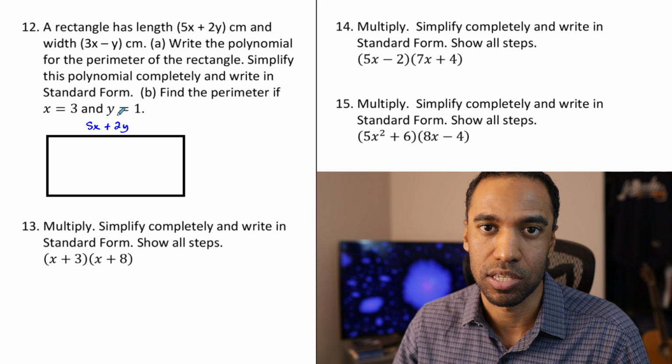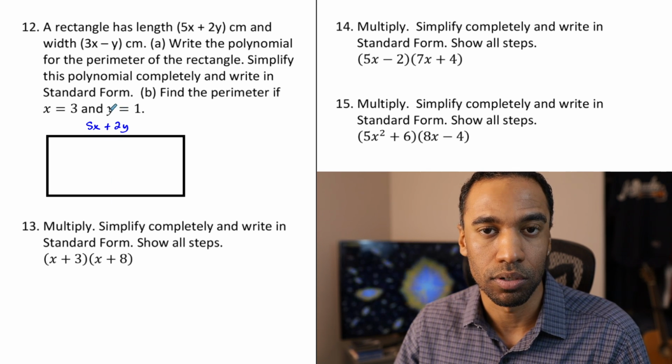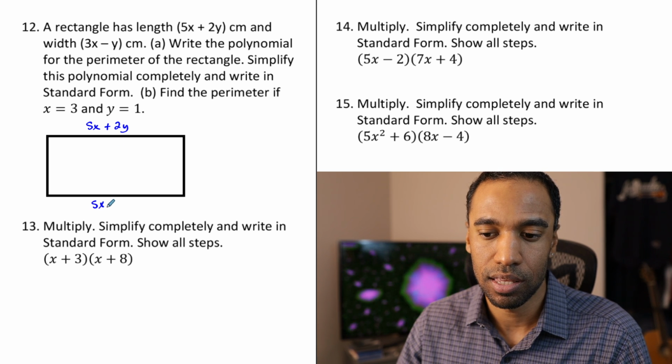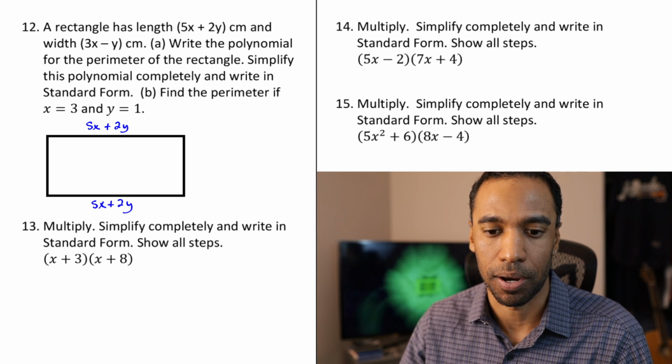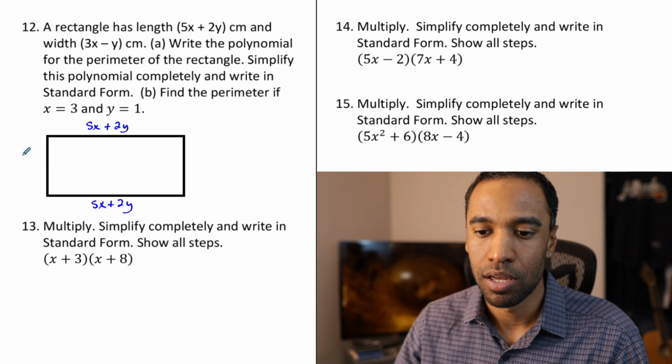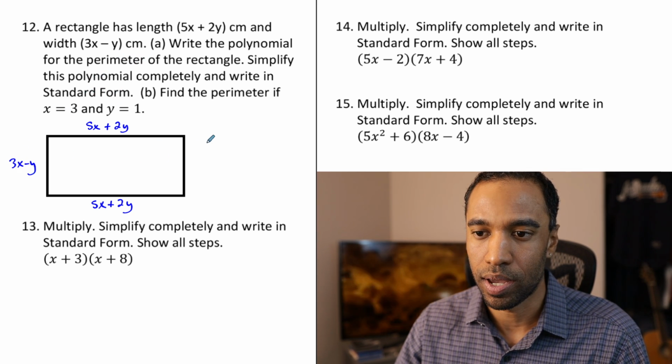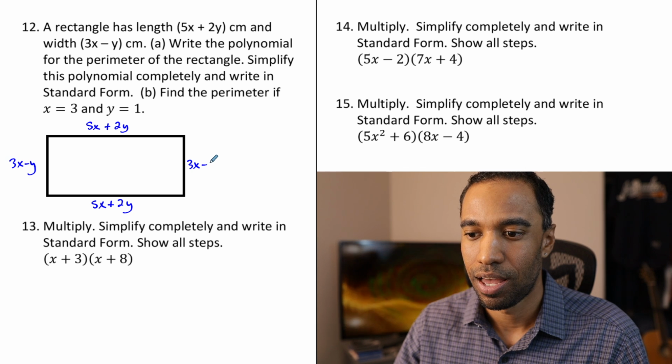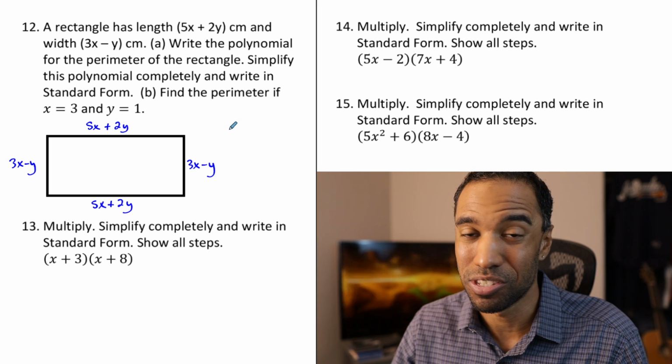And here's the thing about a rectangle, guys. Opposite sides are equal. If this is 5x plus 2y, then this is 5x plus 2y right here. Now, on opposite sides over here, we have 3x minus y for the width, and here we have 3x minus y.